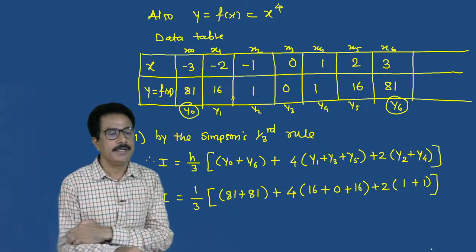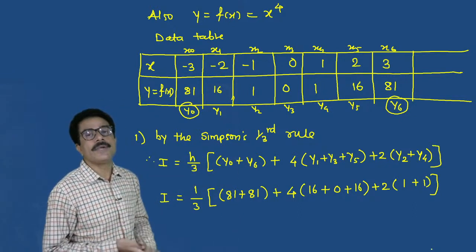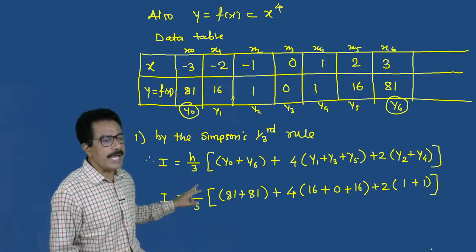चा 81. Now we have to use the Simpson's 1/3 rule here. How can we write the Simpson's 1/3 rule?